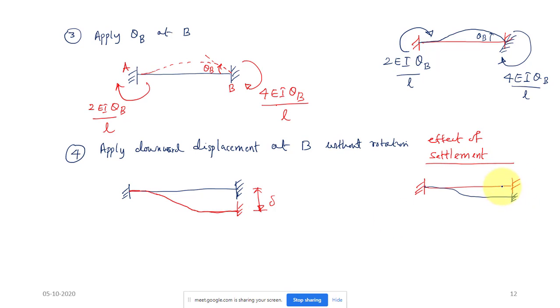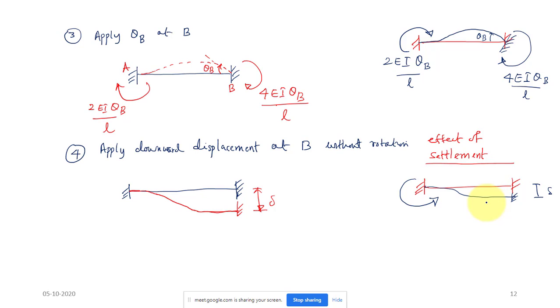So we have some delta. At this point there is no rotation at all because it is a fixed connection, a fixed joint. This relative displacement will induce some moment at support A. That moment direction should be anti-clockwise, because the rotation should be 0. To make it 0, the moment direction should be anti-clockwise.